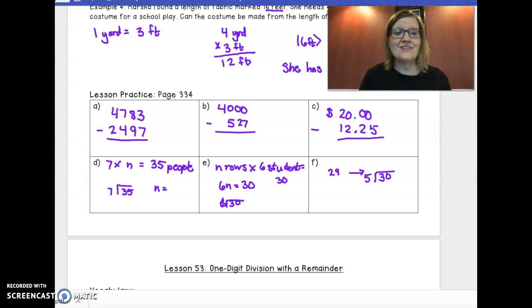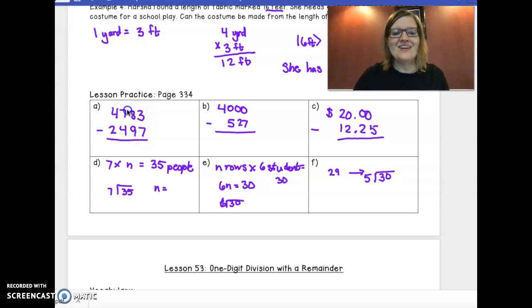Welcome back to lesson 52, subtracting three-digit numbers and dividing for word problems with equal groups. We're going to begin with doing some subtraction, and there's a lot of regrouping, so good luck on this.